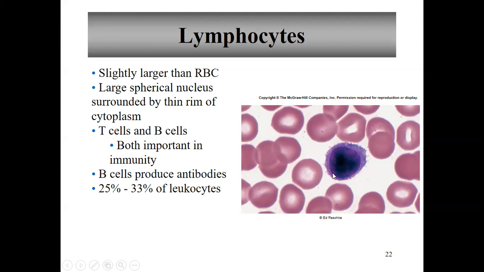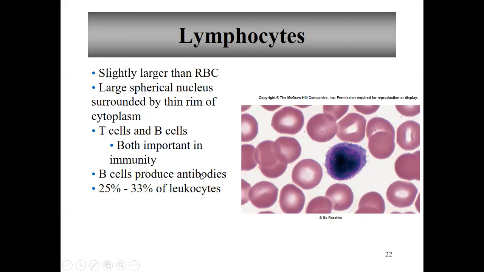So you see this one big nucleus in the middle, surrounded by the thin rim of cytoplasm around the nucleus. That is the telltale sign of a lymphocyte. Lymphocytes are T cells and B cells. When you hear conversation about T cells and about B cells, you're talking specifically about lymphocytes, one of the 5 types of white blood cells. Both of these are important in immunity.